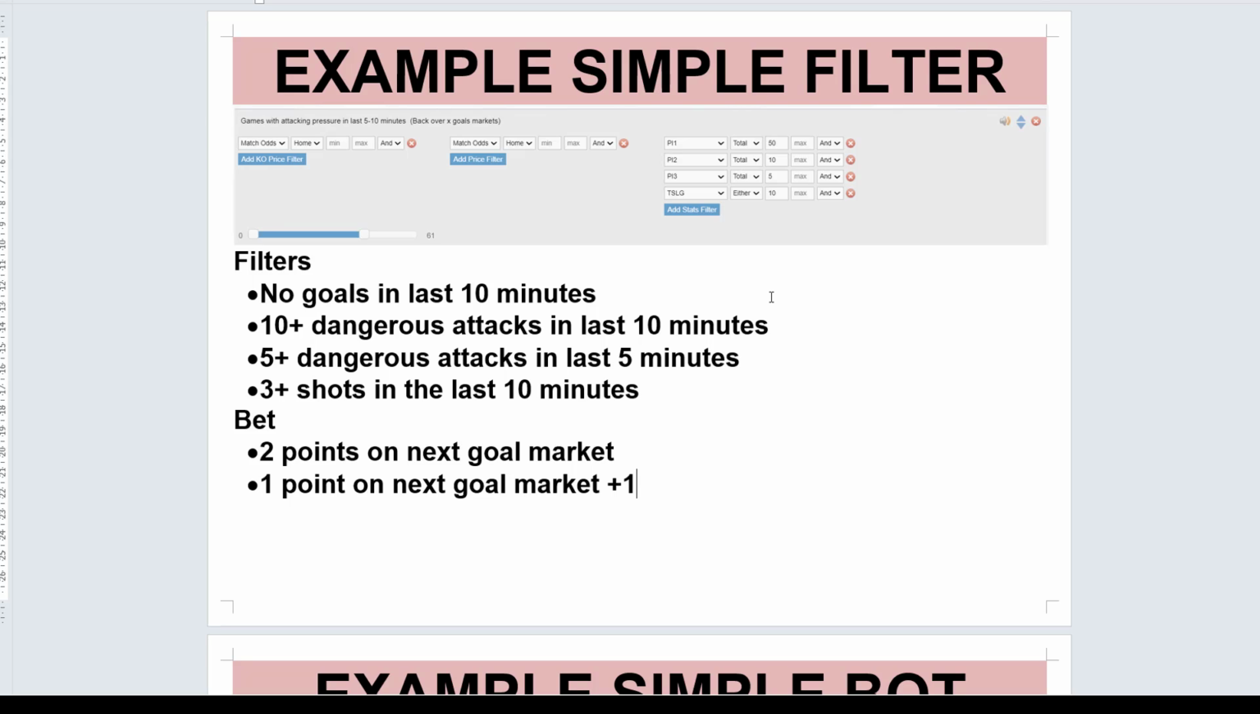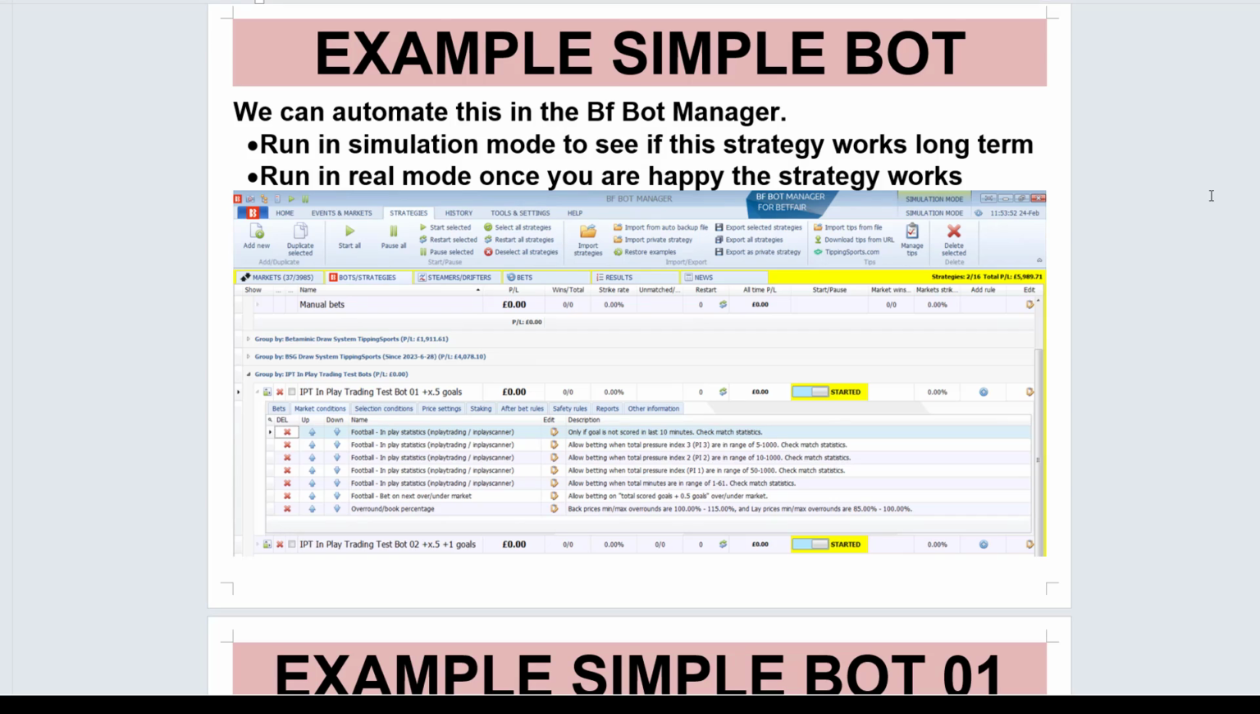And the thing is, you could sit in front of the filter waiting for these games to come up, or you could connect it to your email or Telegram and get messages when those kind of games come up. Or we can automate this in the BF Bot Manager. And I am very much into automated betting, and that's the focus of my website, bettingsystemsguide.com. And the great thing with in-play trading is that you can connect it with the BF Bot Manager. And then if you have an alert, you can recreate that in the BF Bot Manager in a bot.